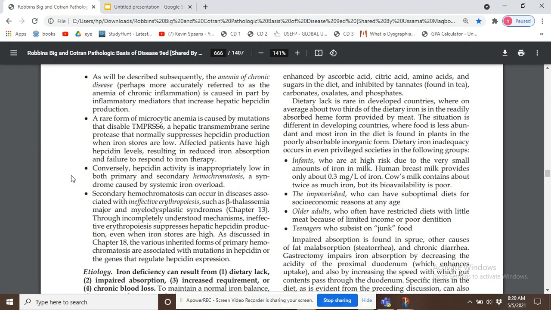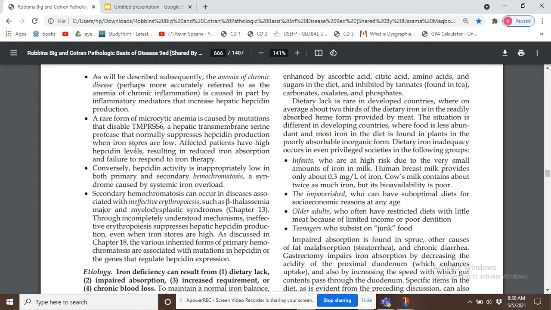A rare form of microcytic anemia is caused by mutations that disable TMPRSS6, a hepatic transmembrane serine protease that normally suppresses hepcidin production when iron stores are low. So here they are talking about a rare form of microcytic anemia, which is caused by mutation of this protein, a hepatic transmembrane serine protease that normally suppresses hepcidin production.